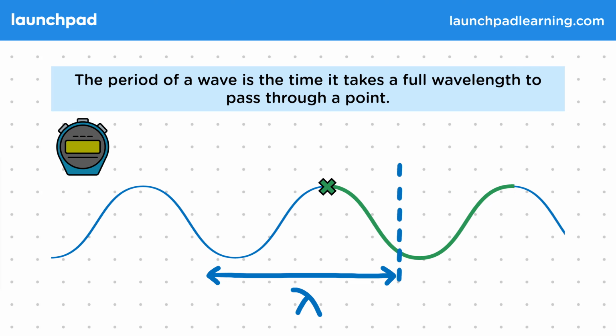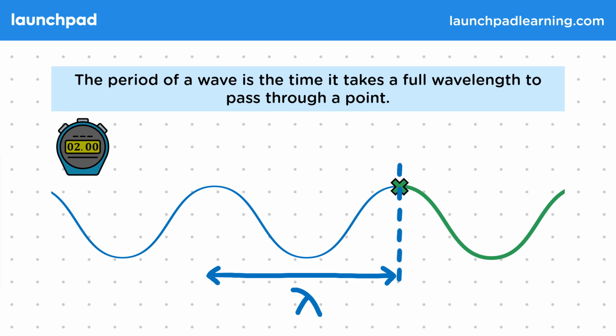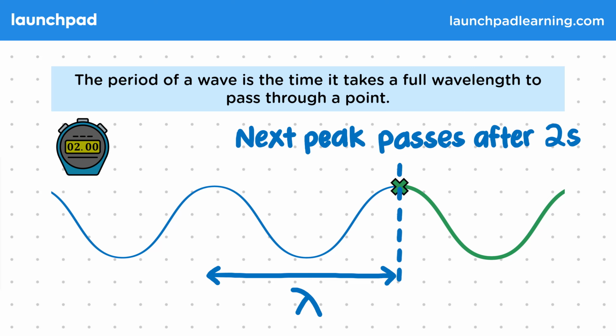We'll watch this and time it like so. So it took the peak 2 seconds to pass this line, which means it takes 2 seconds for our point to travel a distance of one wavelength, meaning that the period is 2 seconds. But is this the only way you can measure period?